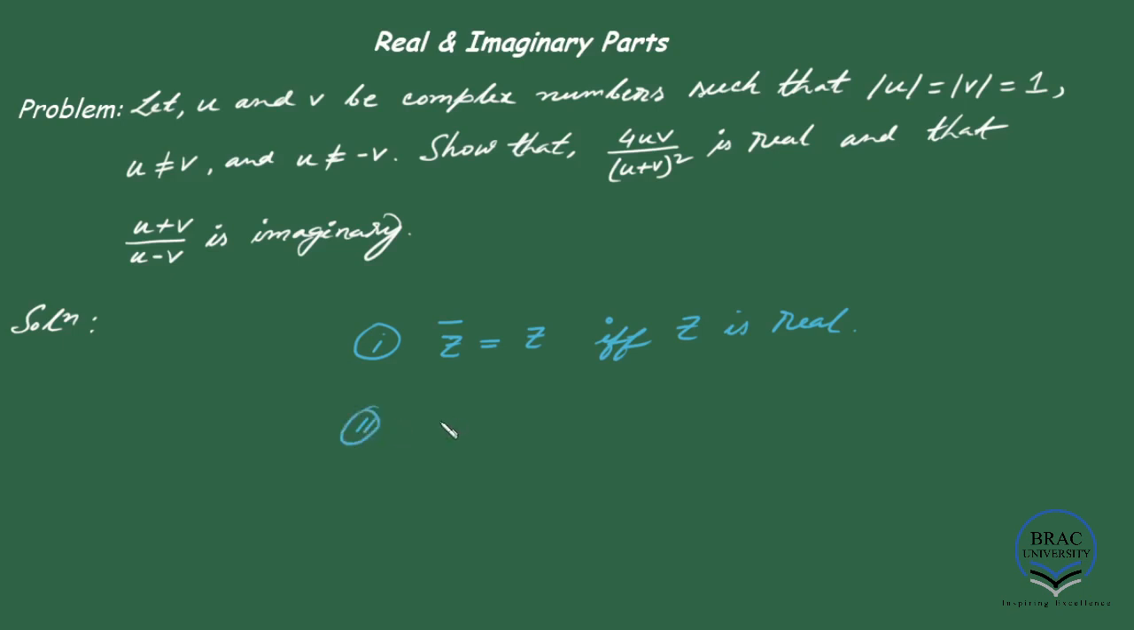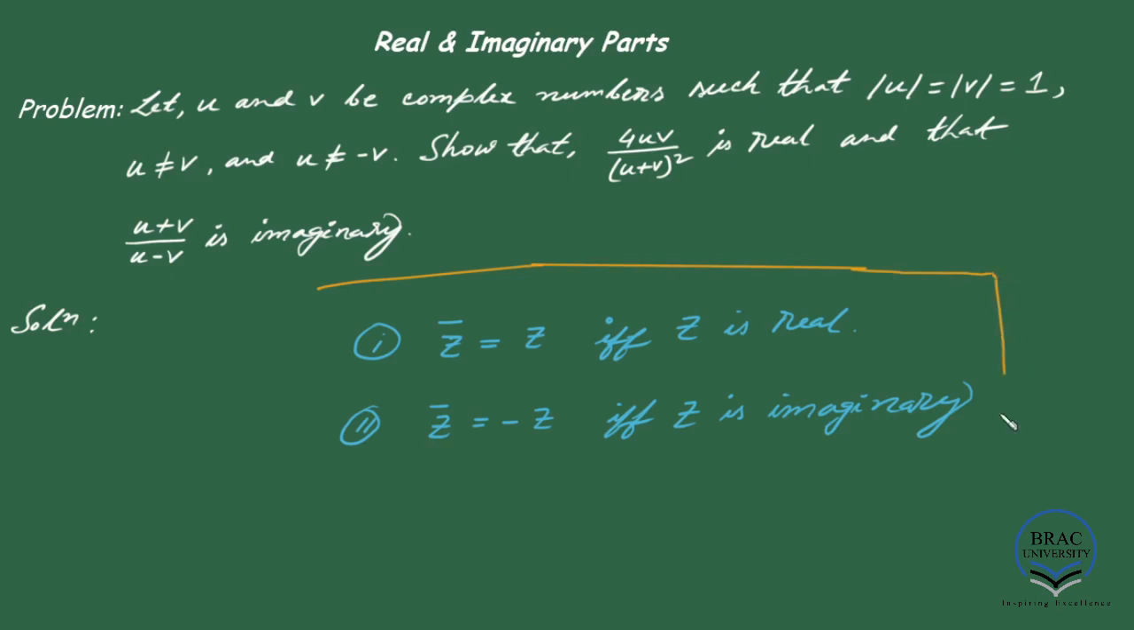For the imaginary part, if z is a complex number, you take the conjugate of z, and if it produces negative z, that will happen if and only if z is imaginary. If z is imaginary, then this event will occur. On the other hand, if this event occurs, then z is imaginary. That's the essence of an if and only if statement. So we're going to make use of this idea. Let me box this off.